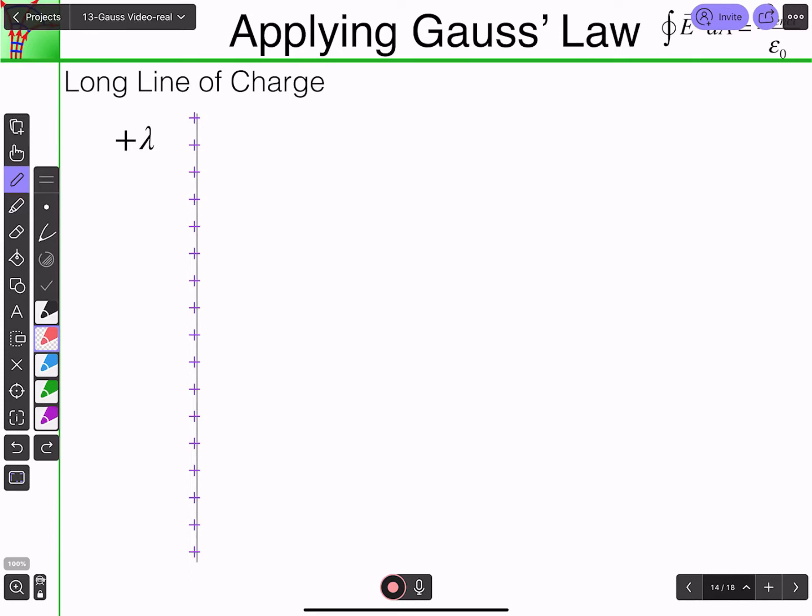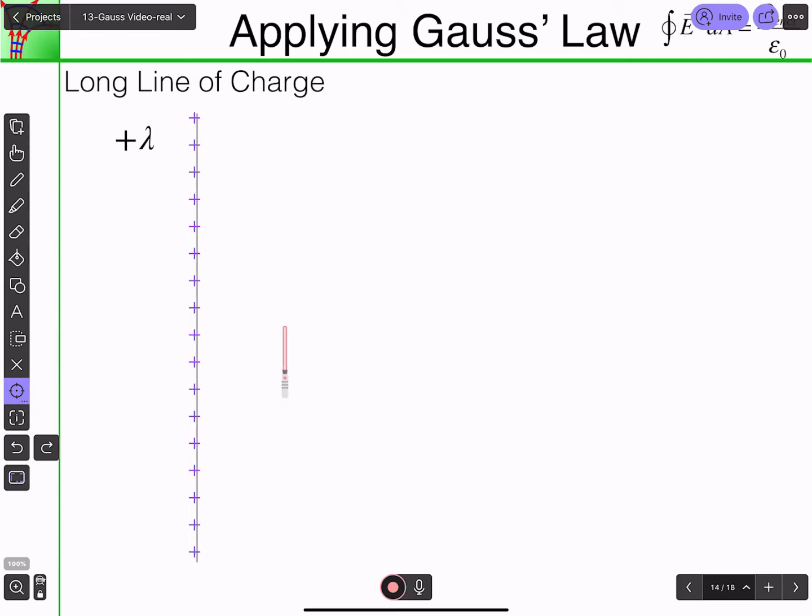This next example is for a long line of charge. So if we have a line here, it's very, very, very long, and it has positive charges distributed on it, and it has linear charge density lambda. So linear charge density lambda is just how much charge it has per unit length. If lambda is 6 coulombs per meter, then every meter of the line has 6 coulombs of charge.